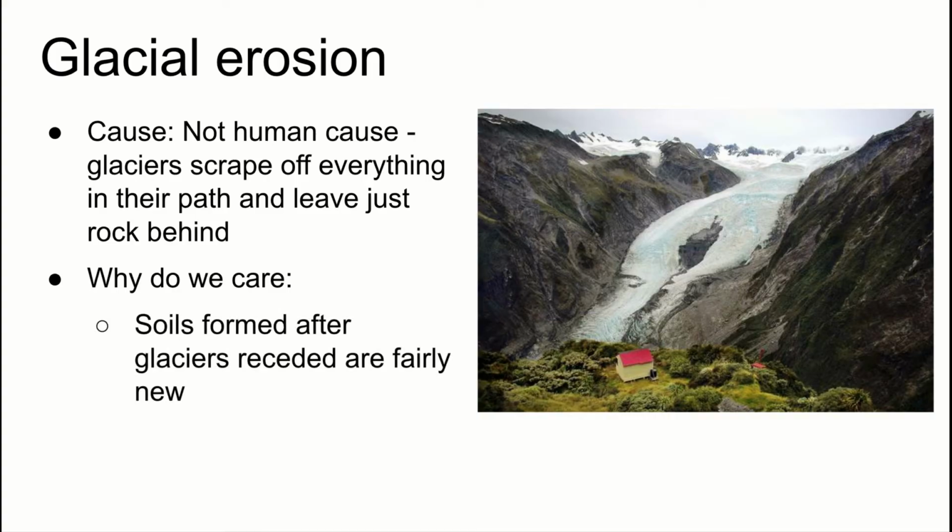Well, a couple of reasons. First, soils that are formed after glaciers receded are fairly new. So, when we're looking at a worldwide distribution of soils, the regions that have had the glaciers recede most recently, so that would be like northern Canada, northern Russia, and Europe, those soils are fairly new, and that means that they are more nutrient rich.